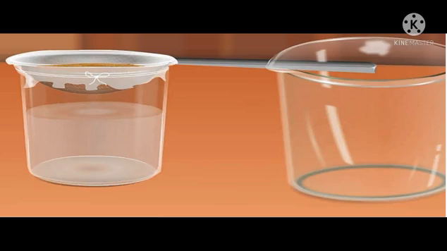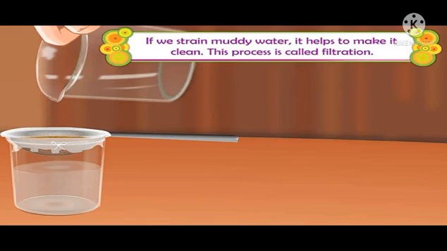What will you see, students? The rubbish and soil particles remain on the cloth. The water collects in the beaker below. It looks transparent. What does this tell us, students? If we strain muddy water, it helps to make it clean, and this process is called filtration.